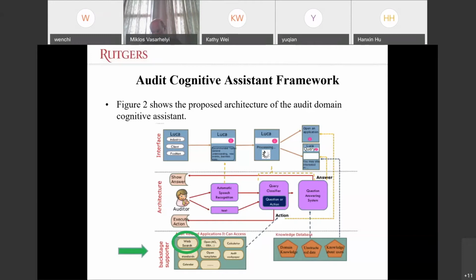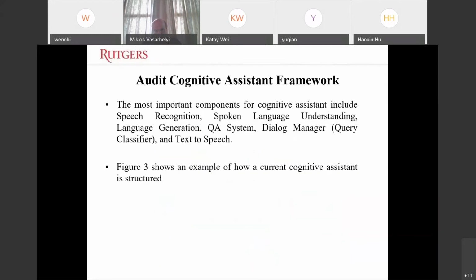unstructured data and knowledge about the users. So this is also collected from the previous auditors when they are using this system. And the most important components for the cognitive assistant include speech recognition, spoken language understanding, and language generation, QA system, dialogue manager, and text to speech. It is a little bit like the machine learning and the AI system. So Figure 3 shows an example of how a current cognitive assistant is structured.